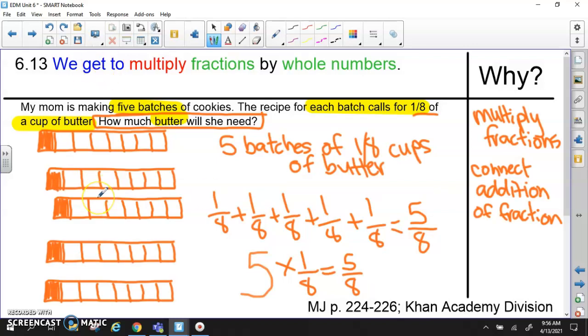Okay. So today you're going to multiply fractions with whole numbers. It's 224, 225, and 226. That means every page from 191 to 226 has been assigned as of today, and they are due on Thursday. We'll do a little review tomorrow with it, and I'll give you a little time to work on it. But if you finish early, your first move probably should be to work on those pages and then move on to Khan Academy division. The reason we're doing that is we're learning to multiply fractions and connecting addition to multiplication of fractions.